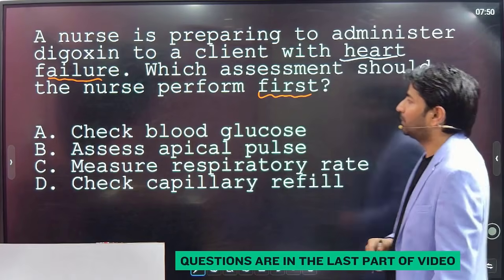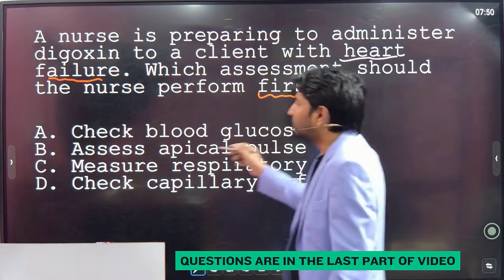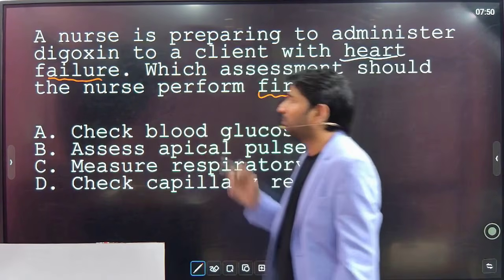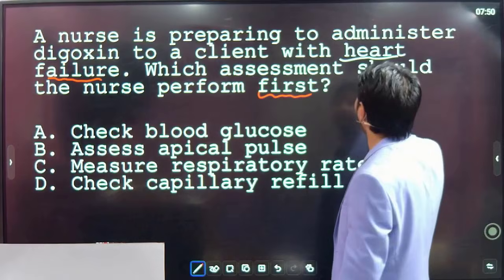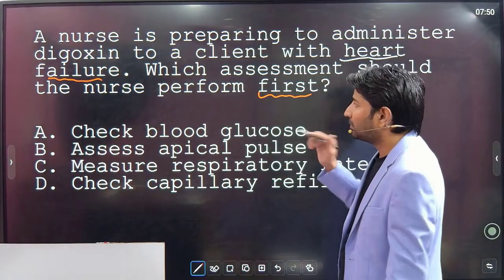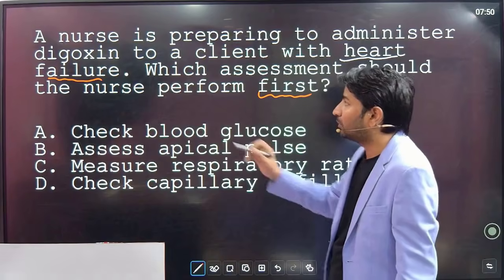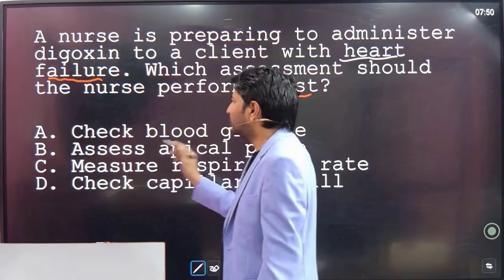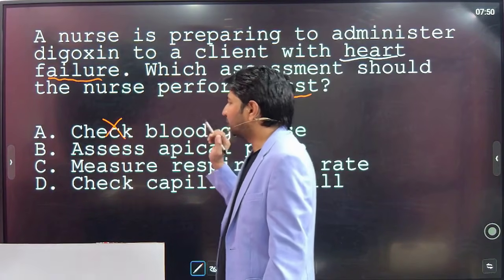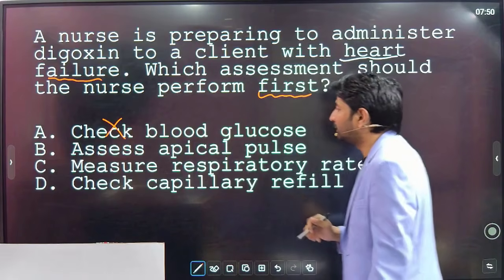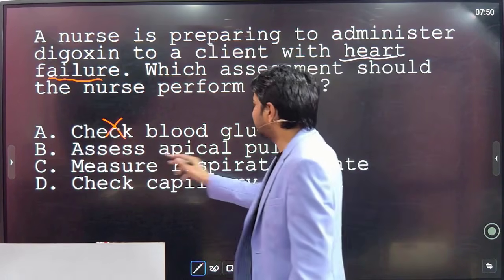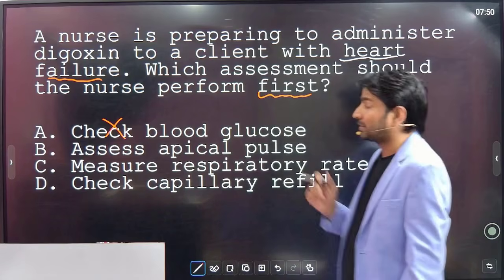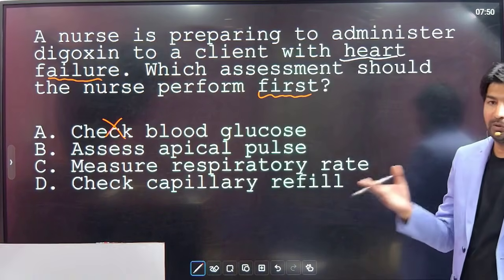So this has become a priority-based question. Check the blood glucose level. Well, if a patient has heart failure and is being given digoxin, there's no need to check the blood glucose level. It has nothing to do with this. The next option is assess the apical pulse. Yes, we will check the apical pulse because that's what we discussed while studying the theory.